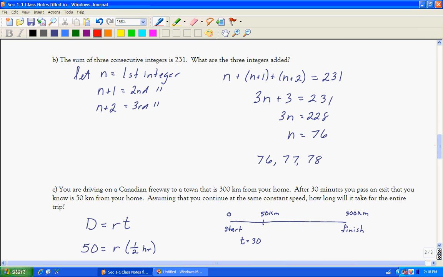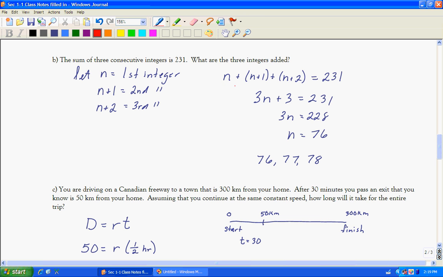For our second problem, the sum of 3 consecutive integers is 231. What are those 3 integers? So we have to set up some variables. So I'm going to let n equal our first integer, and then n plus 1 is going to be our second integer, and n plus 2 is going to be our third. So for example, if our first integer was 2, our next consecutive integer would be 3, so that's 1 more. And then our third consecutive integer would be 4, so that's 2 more than the first integer. So that's how we set up each one of those little equations.